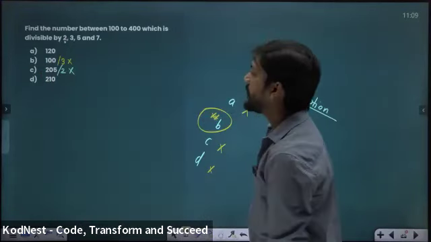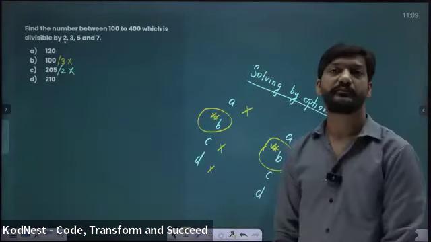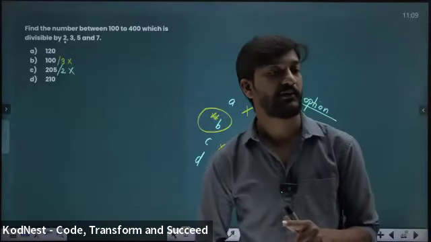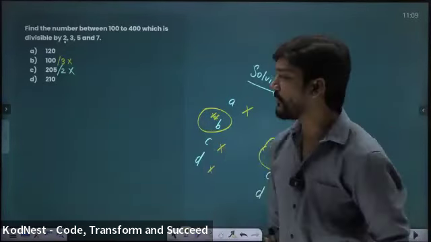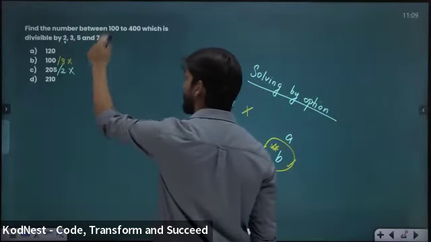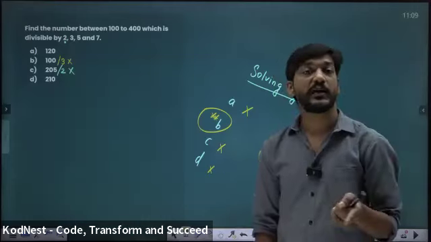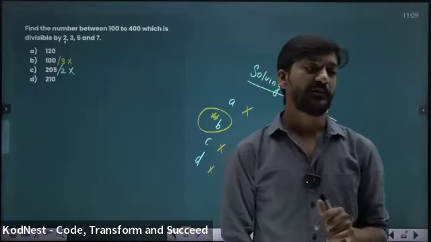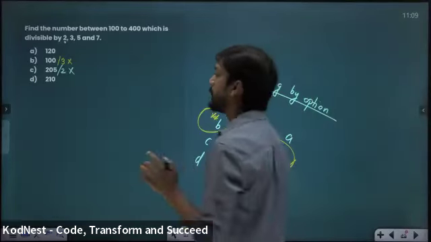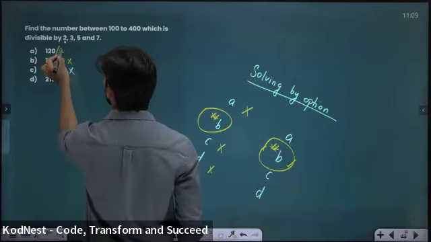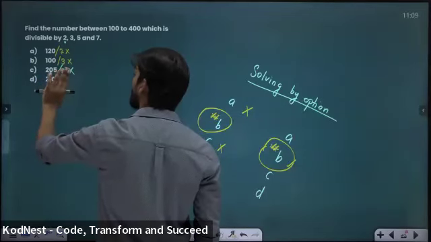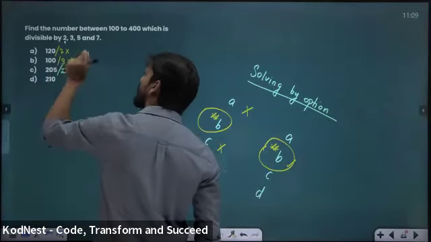Okay. Which option is not divisible by 5? You will say, sir, all are divisible. Okay, so all are divisible. So don't see 5 now. Go to 7. Which option is not divisible by 7? 120. Okay, so 120 is not divisible by 7. Don't say, sir, it is divisible. Don't tell me this. I'm asking which is not divisible.